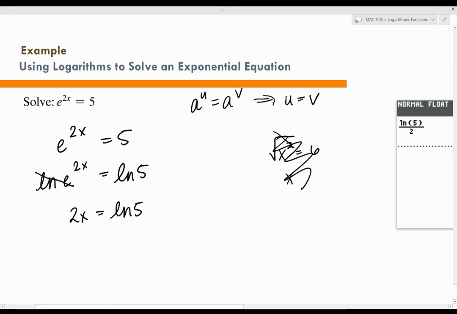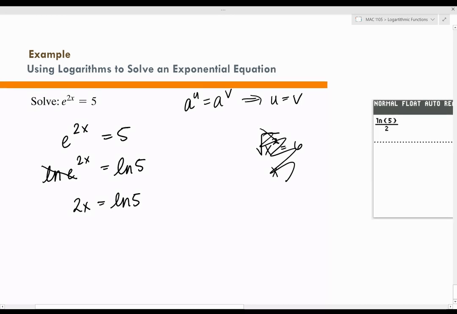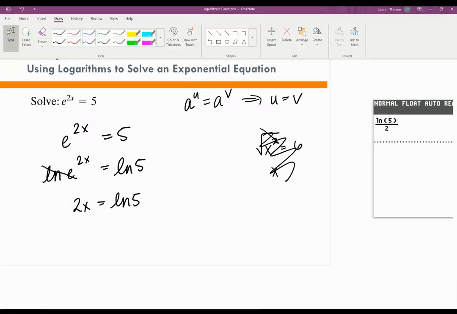which means that our power is going to drop down, equals the natural log of 5. Let me show you something really quick before we finish that problem.